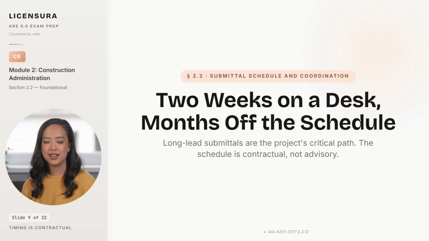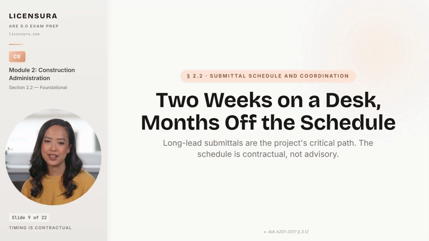AIA A201 Section 3.12 requires the contractor to prepare a submittal schedule coordinated with the construction schedule, and it requires the architect to review with reasonable promptness. Both directions are contractual obligations, not professional courtesies. Miss the schedule, and the lawsuits start finding their addresses.